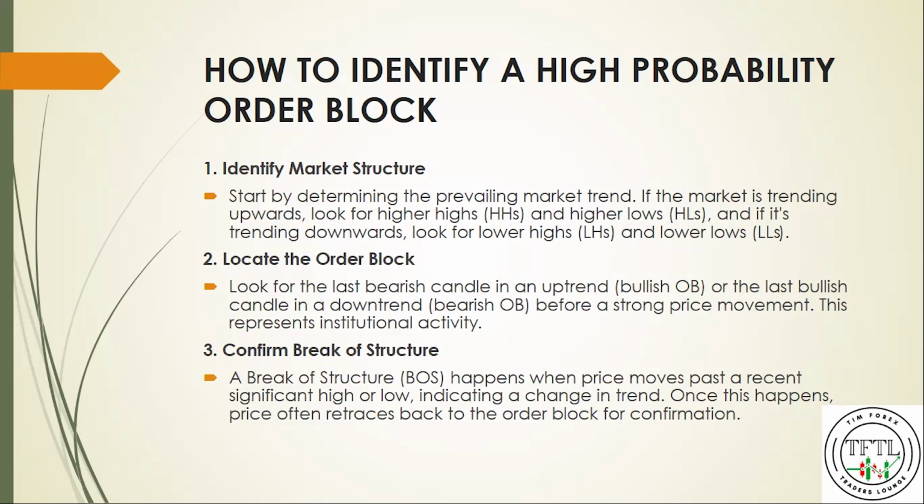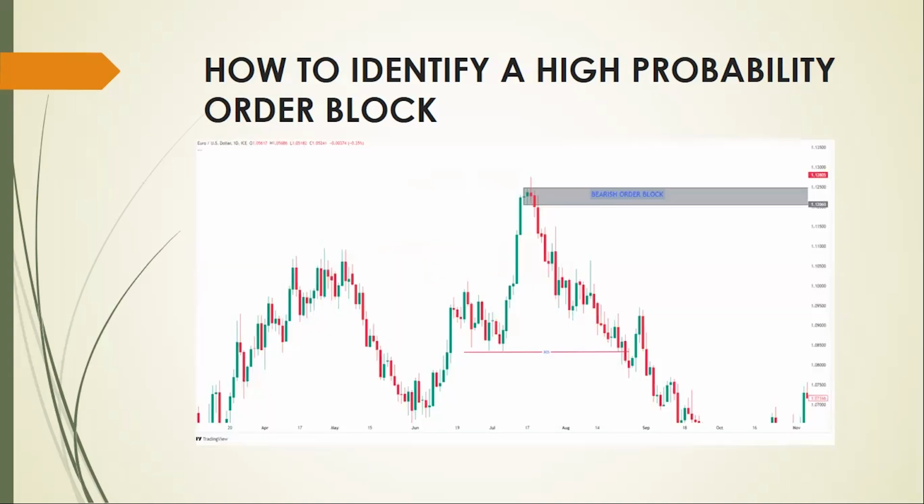Then number three, confirm break of structure. A break of structure or BOS happens when the price moves past a recent significant high or low, indicating a change in trend. And once this happens, price often retraces back to the order block for confirmation. So this is what I'm talking about.